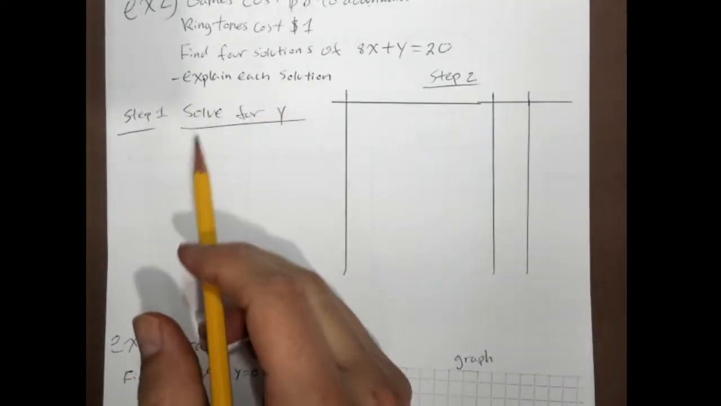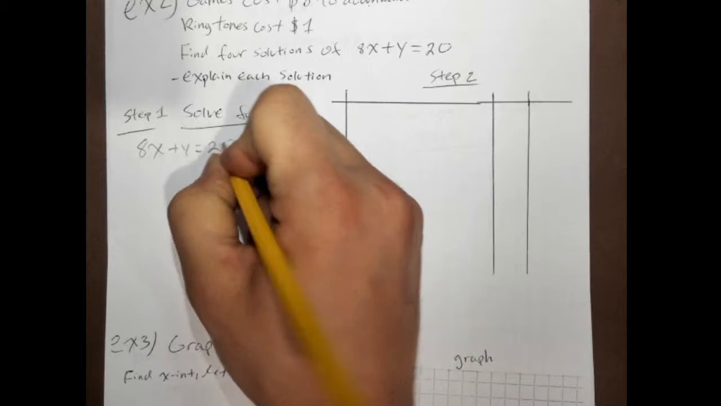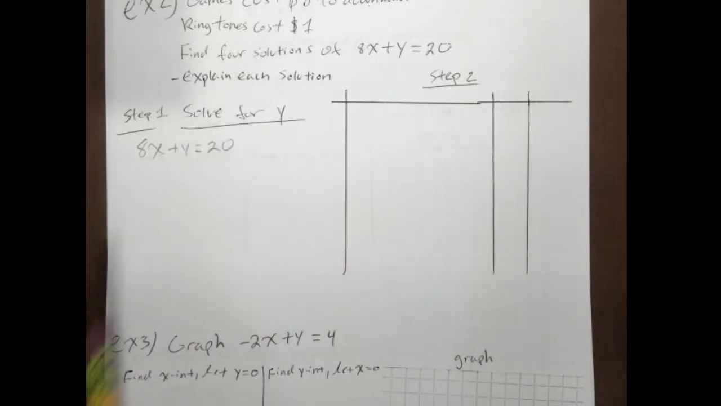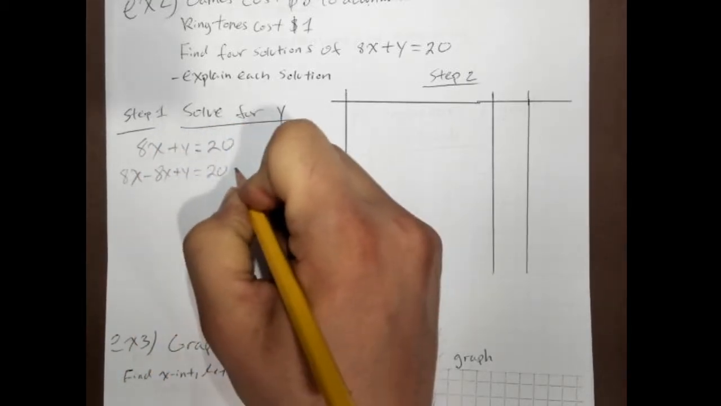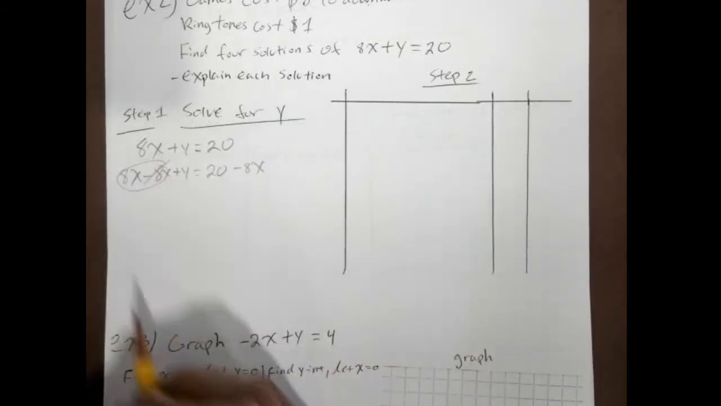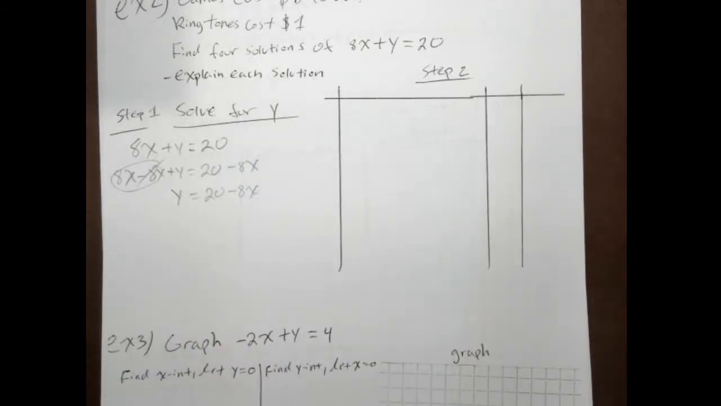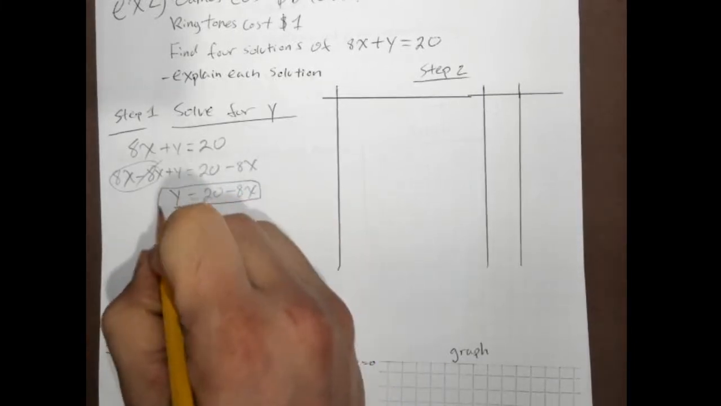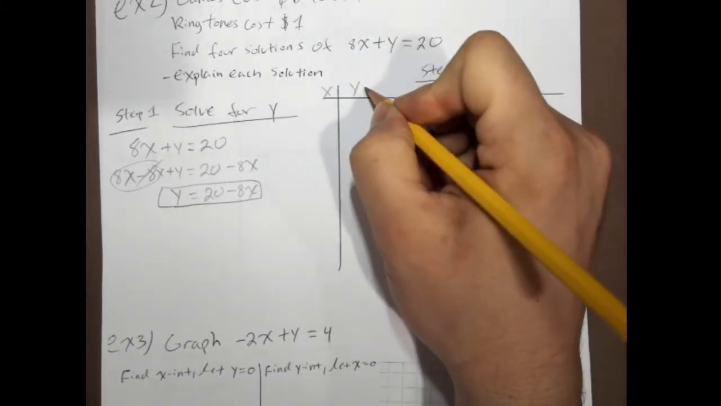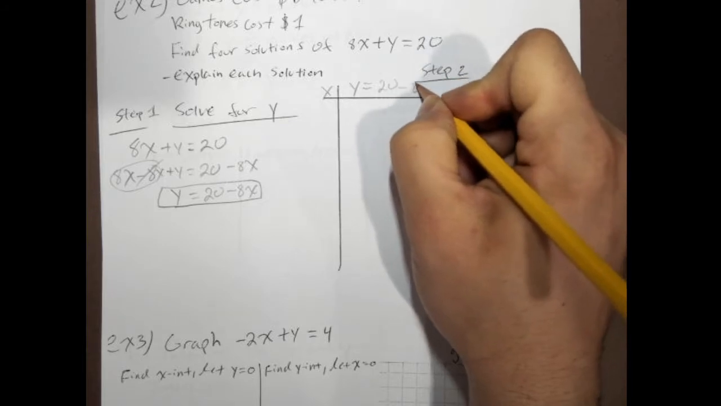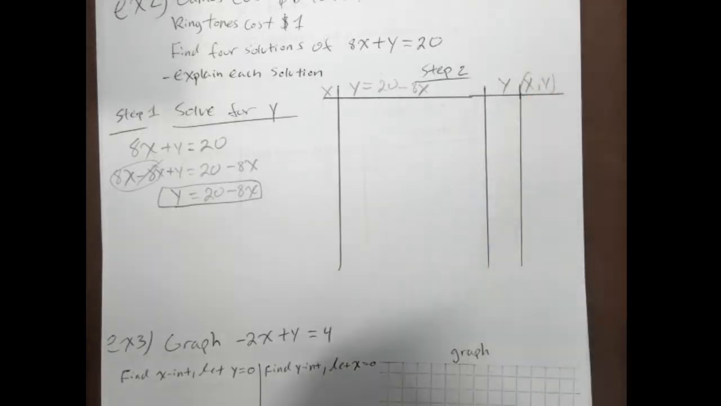So first thing we're going to do is solve for y. If we have 8x plus y equals 20, and I want to isolate my variable y, I'm going to subtract 8x from both sides of the equation. On the left here we get a 0 pair. y is equal to 20 minus 8x. So now that I solved for y, I can plug that into my table. First will be my x values, next will be my equation, and then y and x comma y in ordered pairs.